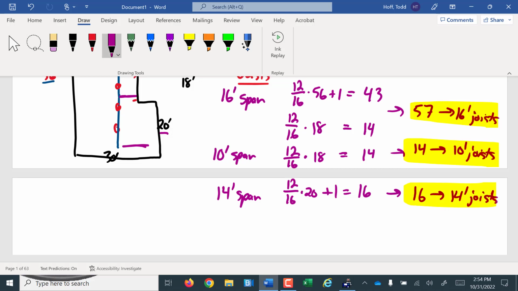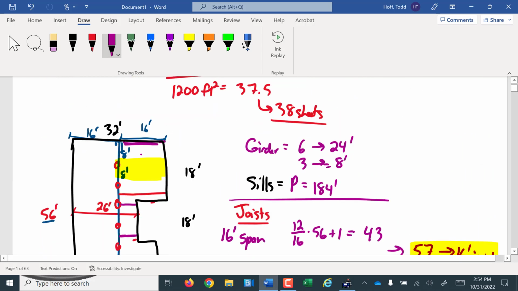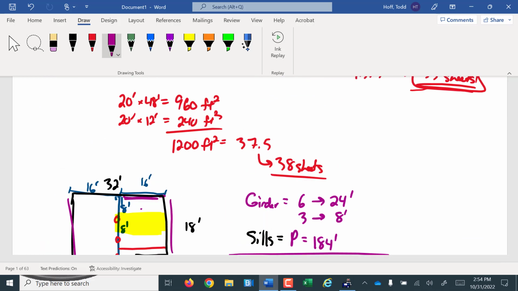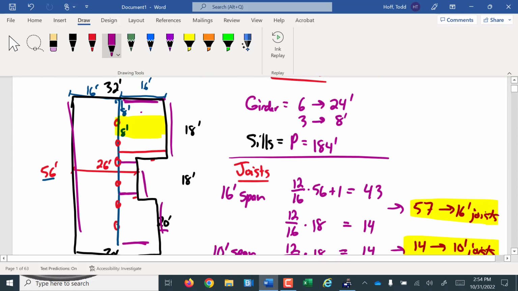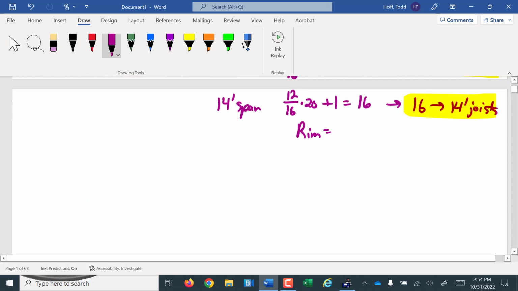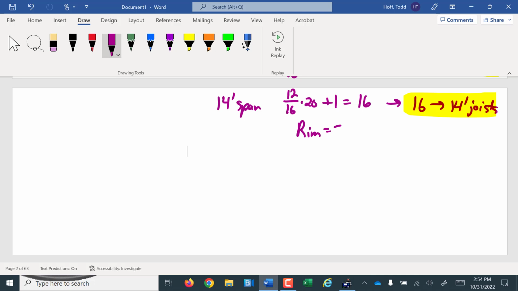And then for rim, we need 56 feet here. These add up to 56 feet over here, but there's one more piece that we need. Remember, we had this little piece. So that was, what, 8 foot? 6 foot. So we got 56 plus 56 plus 6. Ends up being, what is that, 118 feet of rim joist. Not so bad?